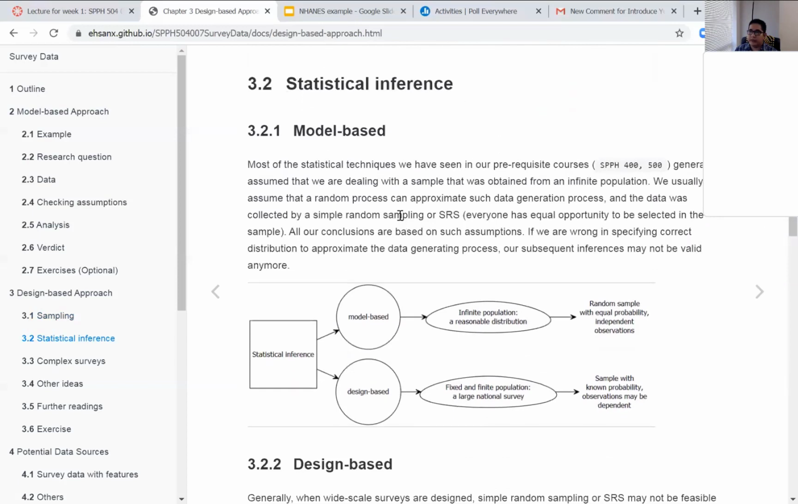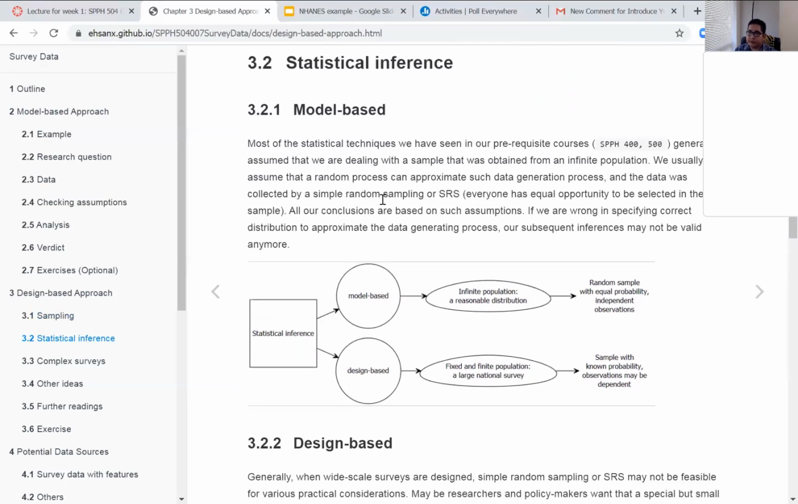All right, so that brings us to the difference between the model-based estimate and the design-based estimate. For the model-based estimate that you have been dealing with in your SPPH 400 and 500, we're always assuming that you are dealing with an infinite population, and it follows a distribution such as the normal distribution. And then you can use some sort of sampling design to infer about that infinite population from the sample that you receive.